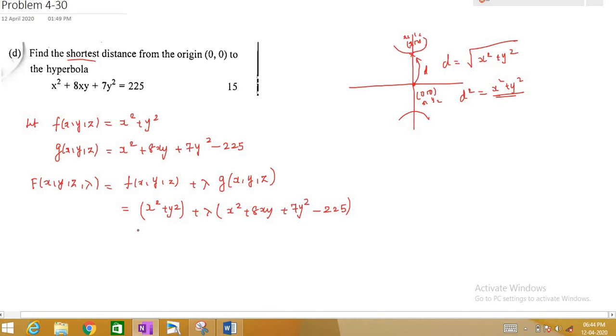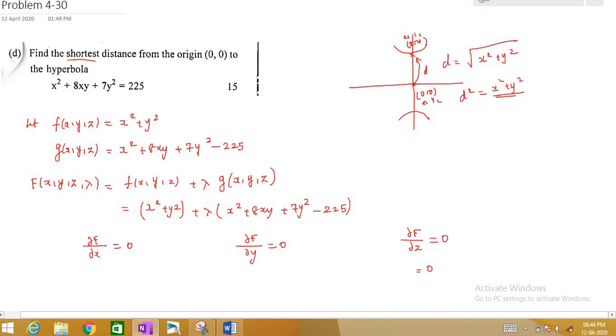So what we need to do is find dou F by dou x equal to 0, dou F by dou y equal to 0, and dou F by dou z equal to 0. We need to solve these three equations. We can see it is independent of z here, so the z equation will be 0 always, because our function does not contain z. So not a problem. Let us take the variables to be x and y.